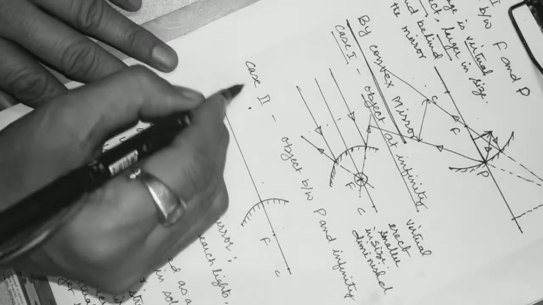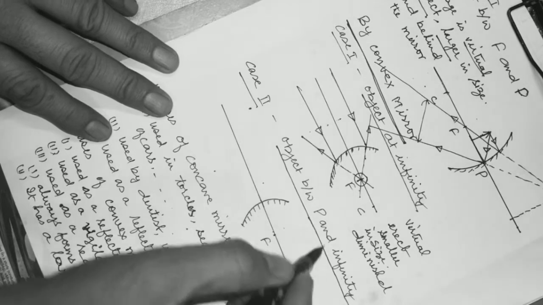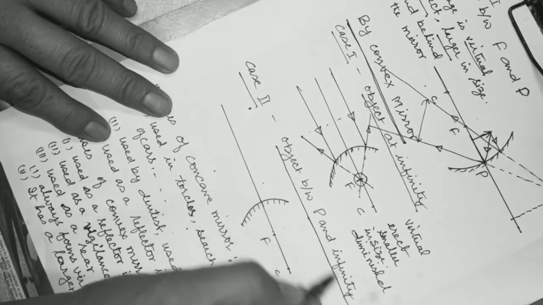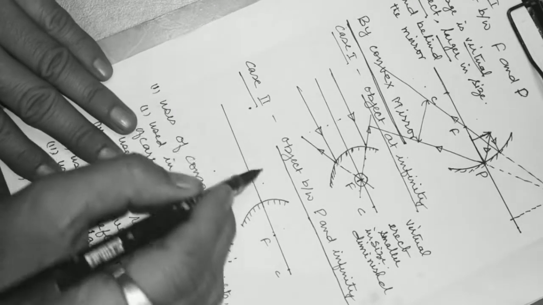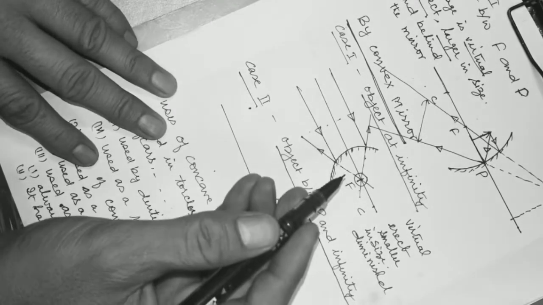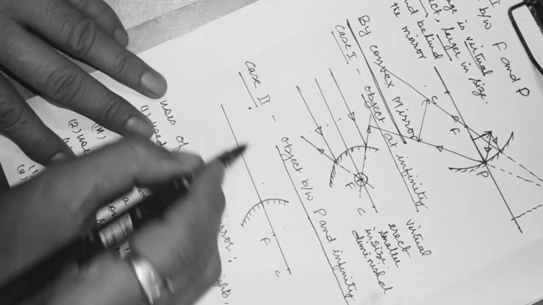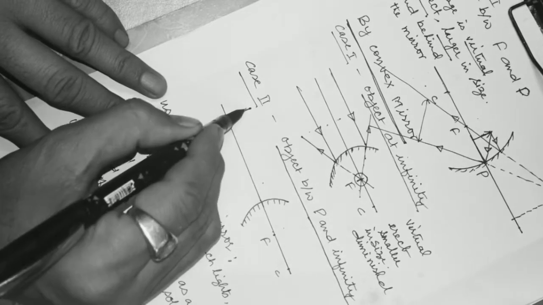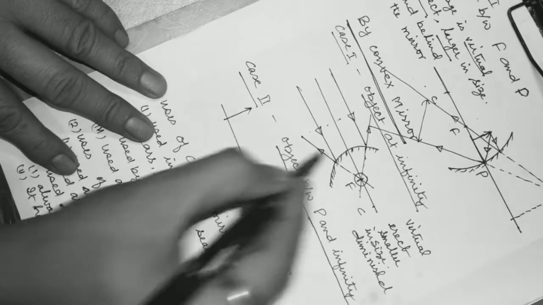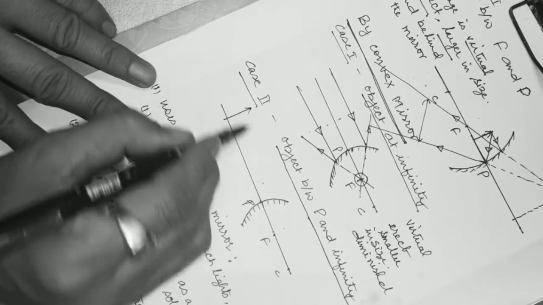Now case 2 related to convex mirror, object between P, means pole, and infinity. So there can be only two possible cases. One is at infinity, and the second one is the object placed between pole and infinity. So what will happen? Suppose the object is placed here between pole and infinity, a far distance.